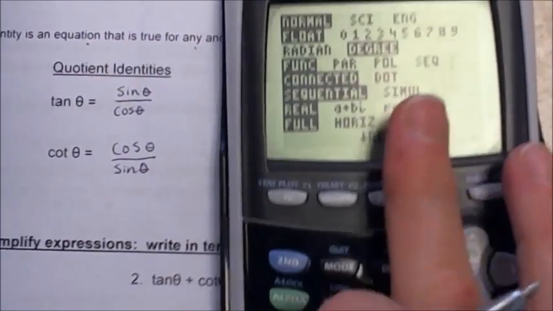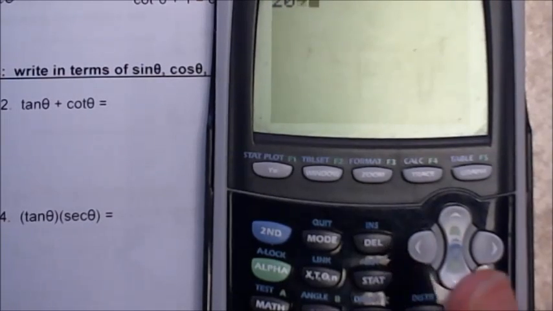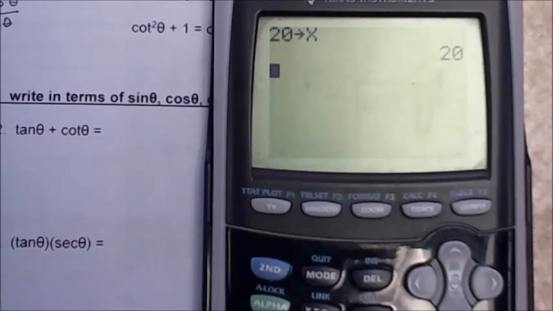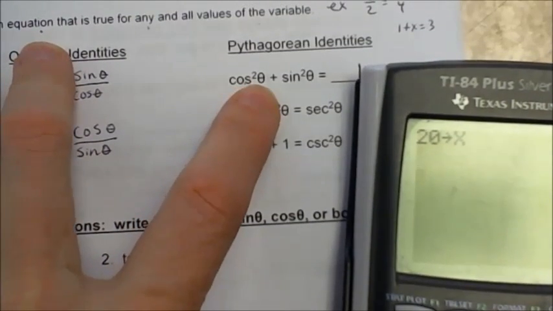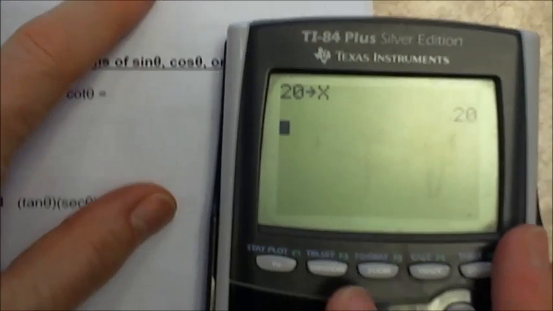My mode is in degrees mode, and it really doesn't matter the mode, but I'll keep it in degrees mode. Let's store an angle into our calculator's x value. Let's pick just any number like 20. Let's store 20 in for x. Now our calculator thinks x is 20. What we're going to do is the cosine squared of x plus the sine squared of x. I'm not using theta, I'll use x in the calculator.